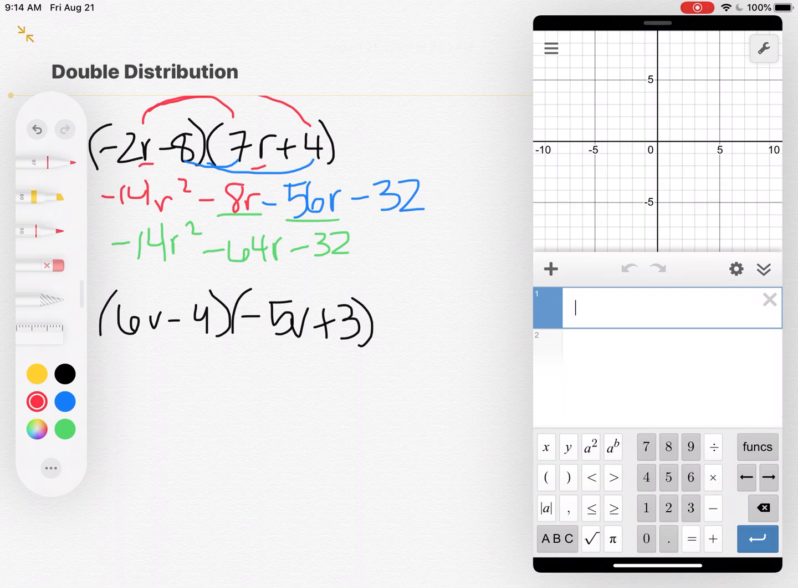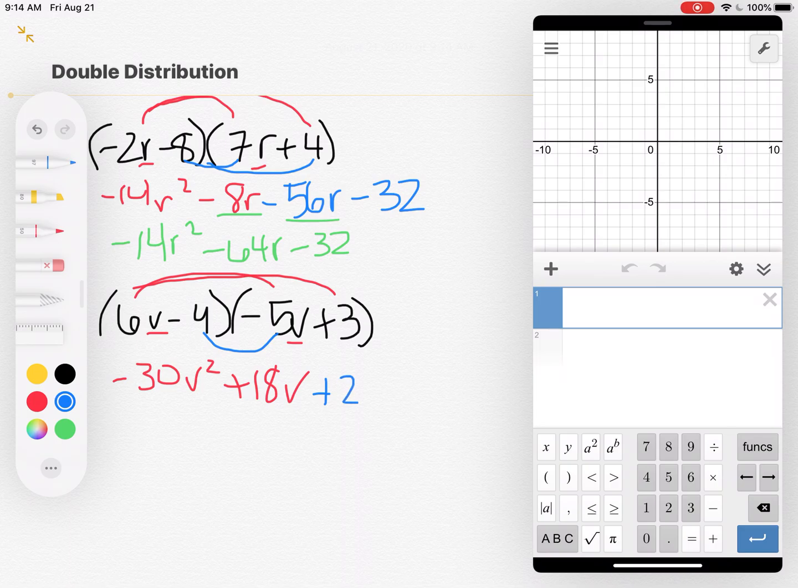Trying another one. 6v times negative 5v. It's going to be negative 30. V times v, don't forget that v squared. 6v times 3 is 18v. Now distribute your negative 4. Negative times negative is positive. 4 times 5 is 20 with a v. Negative 4 times 3 is negative 12.